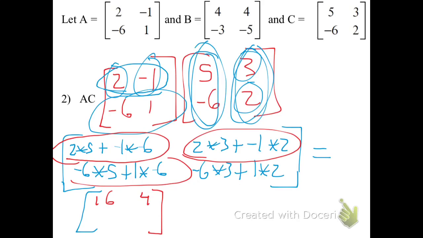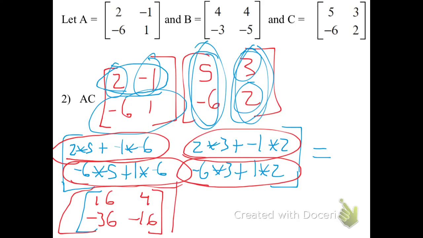Let's move on to the second row. Negative 6 times 5 is negative 30. 1 times negative 6 is negative 6. Negative 30 plus negative 6 is negative 36. And on to our last one. Negative 6 times 3 is negative 18. 1 times 2 is 2. Negative 18 plus 2 is negative 16. And ta-da, we got AC.